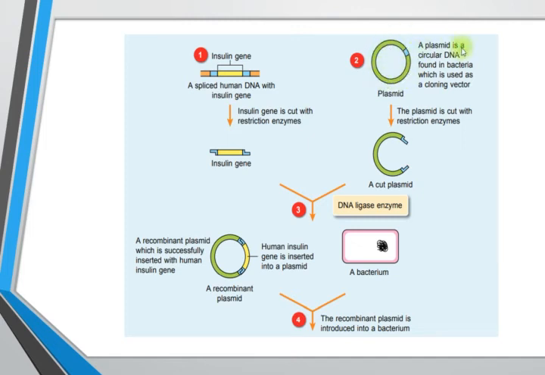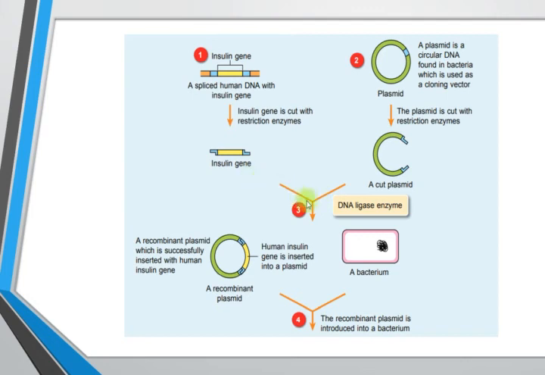What is a plasmid? A plasmid is a circular DNA found in bacteria, which is used as a cloning vector. So in the genetic engineering technique for the production of insulin, the plasmid of the bacteria is used here as a cloning vector. So the plasmid is cut with a restriction enzyme. This is referred to as the cut plasmid. Okay, and then what happens next?